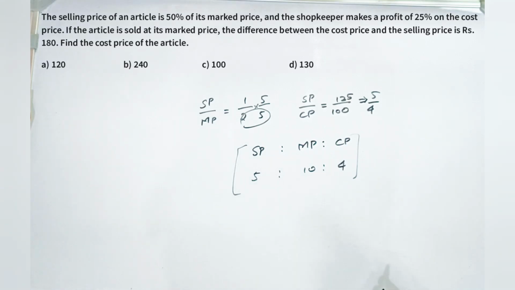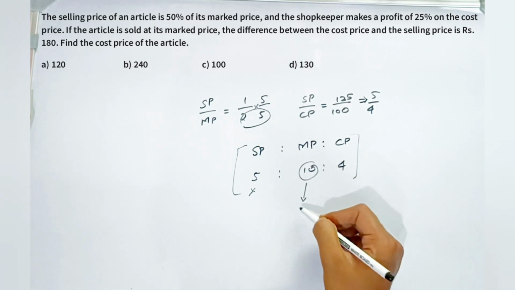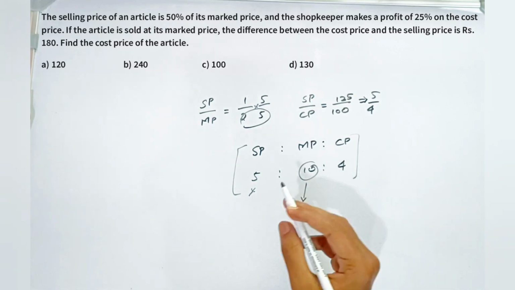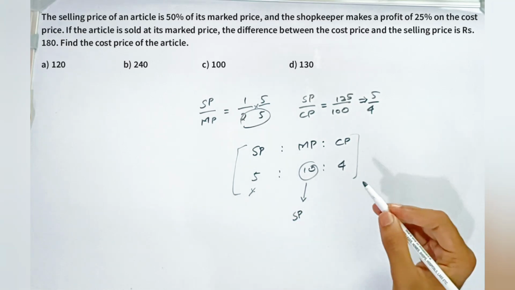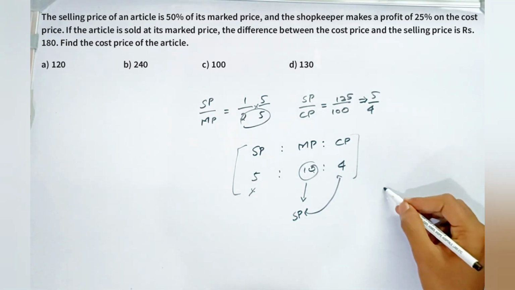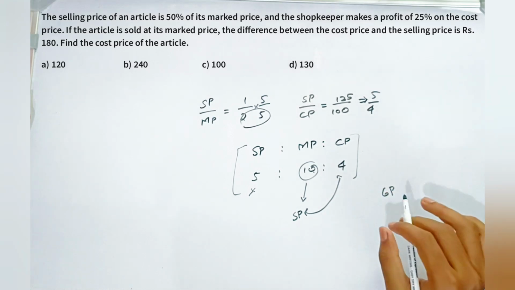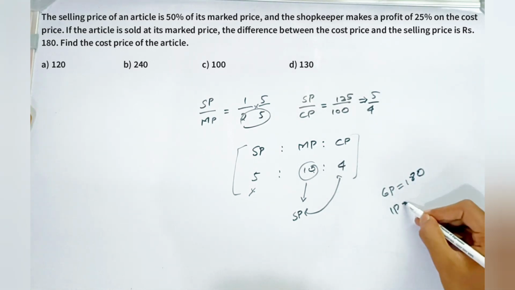In the question it is given that if the article is sold at market price, which means that the market price is the selling price. The difference between the cost price and selling price, which means the difference between 10 and 4, is 6 parts. I'm taking 6 parts as 180, which means 1 part is equal to 30.